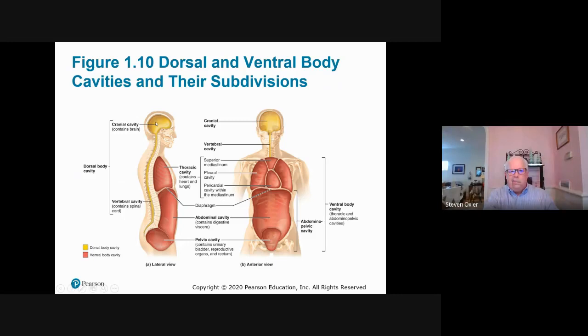Here it is. Here's the dorsal body cavity. Remember, it's in the back. Posterior. Contains the brain. Cranial cavity. Contains the spinal cord. Vertebral cavity. Okay?